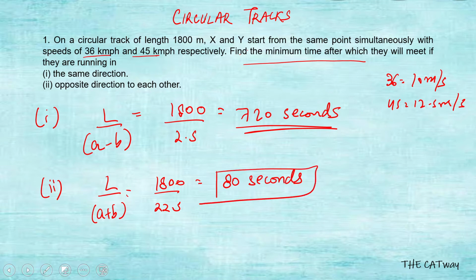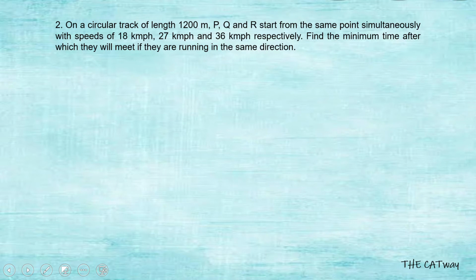Now let us move towards the second question. It says that on a circular track of length 1200 meters, P, Q, R start simultaneously from the same point with speeds 18, 27 and 36. So 18 will be written as 5 meters per second, 27 as 7.5 meters per second, whereas 36 will be written as 10 meters per second.